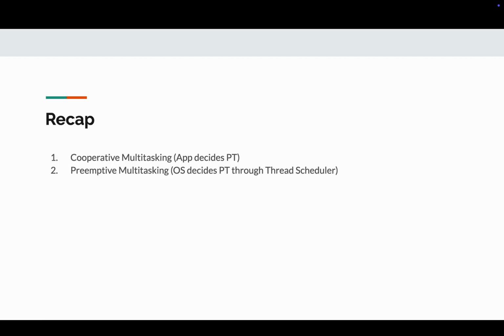Let's take a recap from our previous video. In our last video, we understood two concepts: cooperative multitasking and preemptive multitasking. Both of these are required to understand how Go Scheduler works. In cooperative multitasking, an application decides whenever it wants to give away the processor time. And in preemptive multitasking, instead of an application deciding it, the operating system decides whether processing time should be given to a particular application and for how long. And this was done through the thread scheduler.